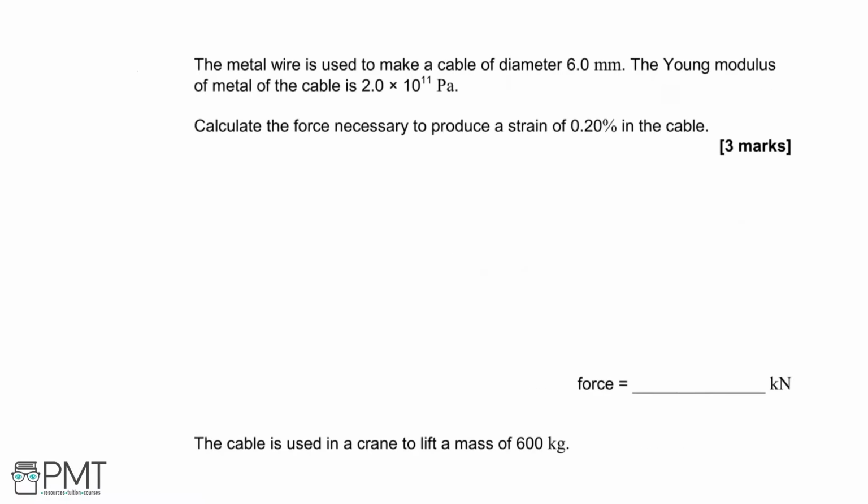The metal wire is used to make a cable of diameter 6 millimeters. The Young modulus of the metal of the cable is 2 times 10 to the 11 pascals. So essentially this question is going to be a case of inserting the values correctly into the equation and getting the correct value out. But you need to know how to do this properly.